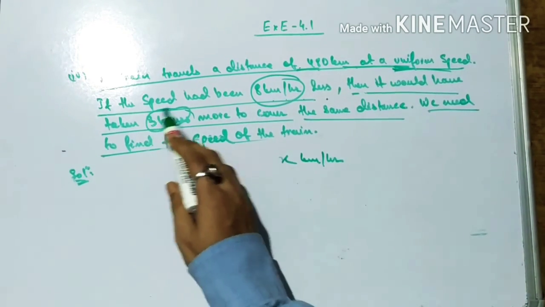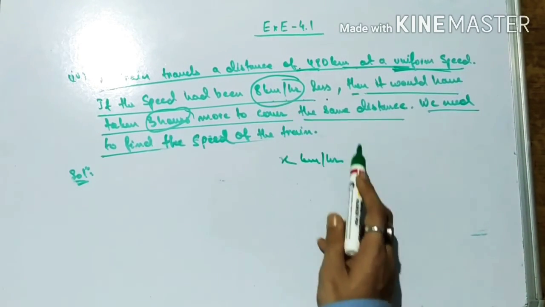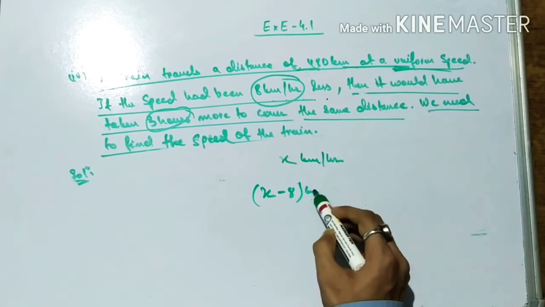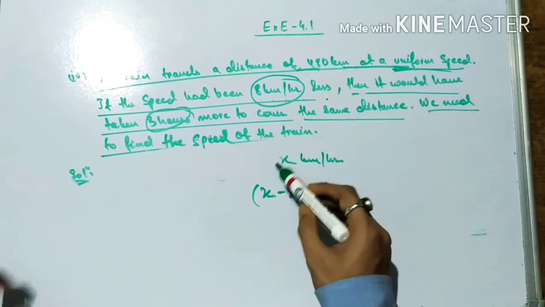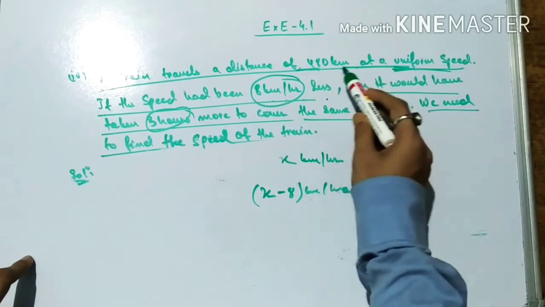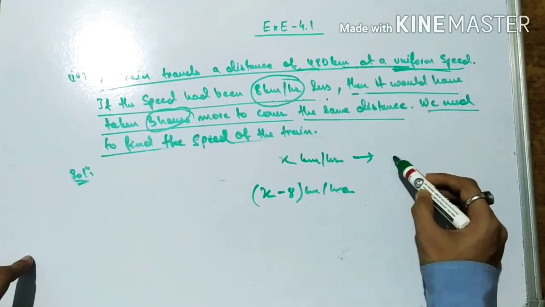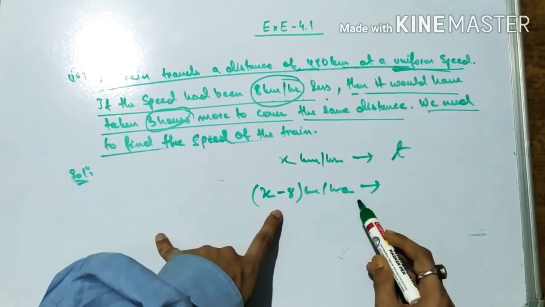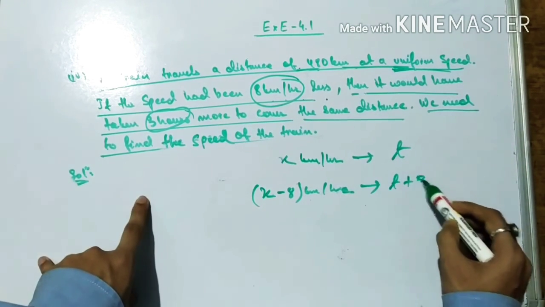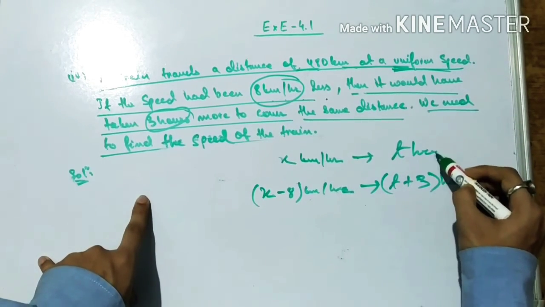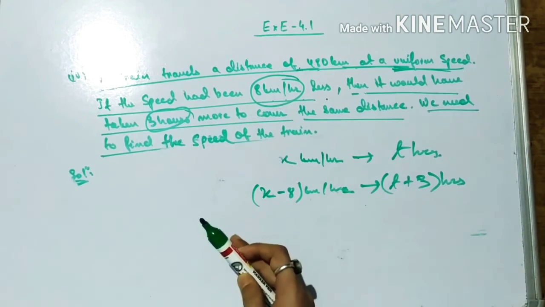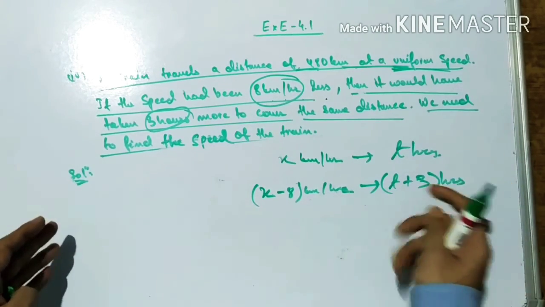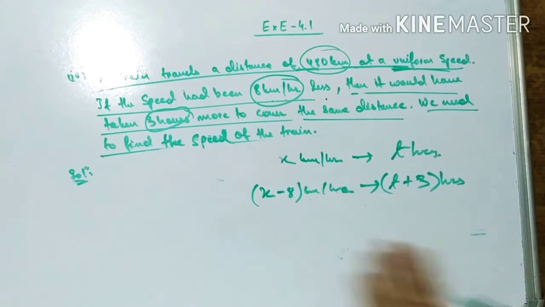Now, if the speed had been 8 kilometer less, that means if the speed of the train was x minus 8 kilometer per hour, then in the first journey, when the train was traveling at x kilometer per hour, if the train has taken t time, now when it is traveling at x minus 8 kilometer per hour, the train will take t plus 3 hours. Of course, if the train is traveling at less speed, then it will take more time to complete the journey. And the distance of the journey is 480 kilometer. Distance will remain the same.